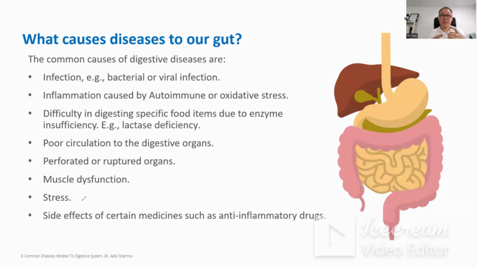This is also reflected in the gut-brain axis. Your brain and your gut are actually linked together and affect each other. Either stress will affect your digestion, or your colon situation will affect your mental health. Your gut will affect your mental health. The side effects of certain medicines, such as anti-inflammatory drugs, also harm our guts, our digestive system.